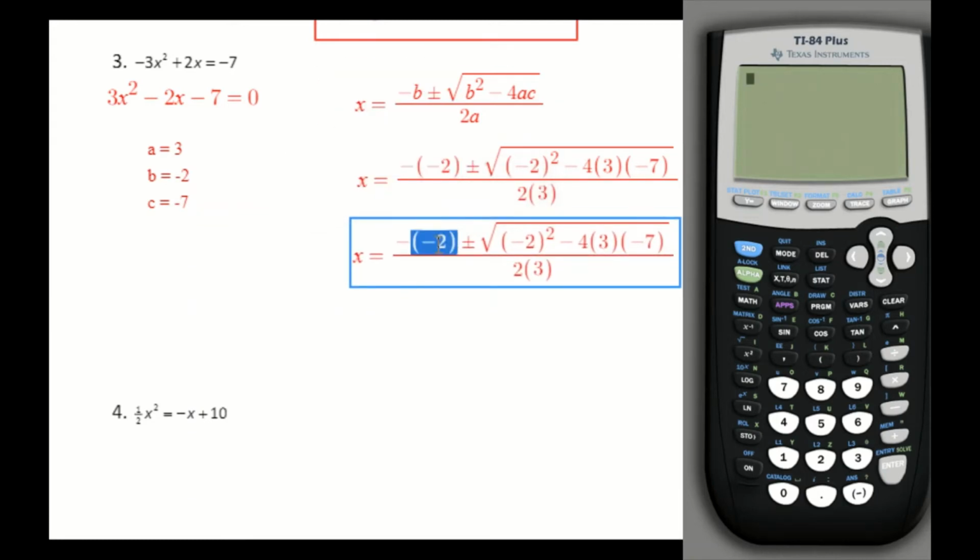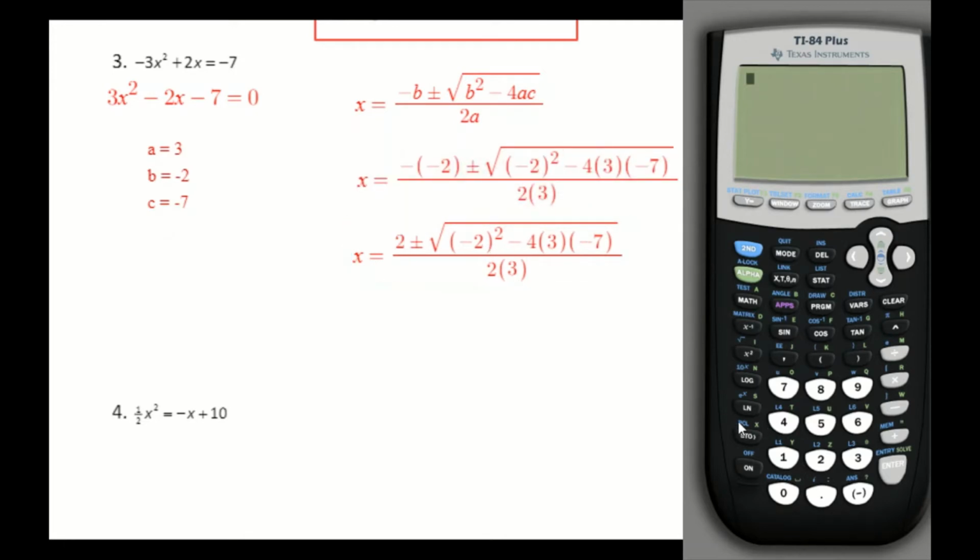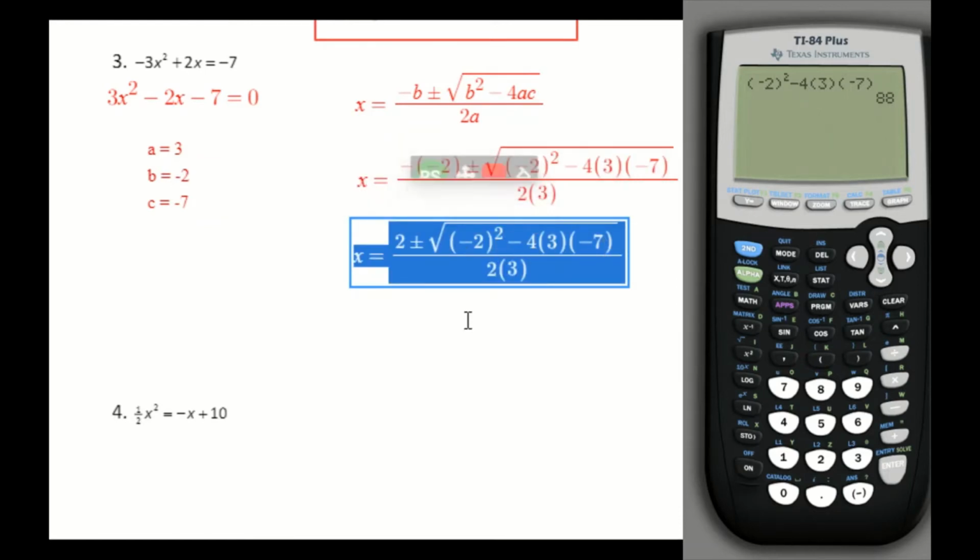So negative 2 is going to be positive 2. Negative 2 squared is 4, and let's just throw everything in there. So we get negative 2 squared minus 4 times 3 times negative 7. We get 88. Okay, so this is not a perfect square. So this is going to be a case where we absolutely have to use the calculator.